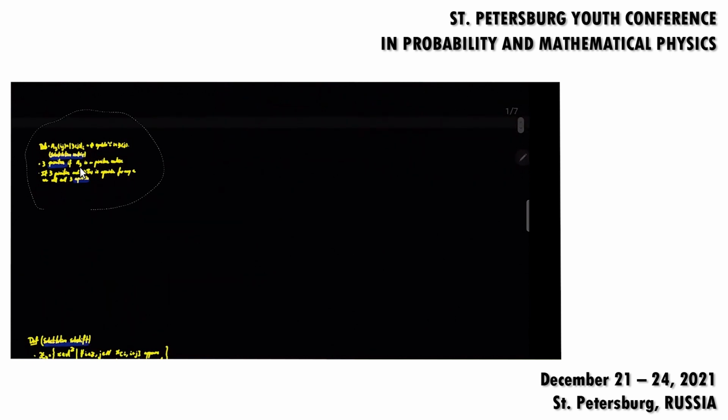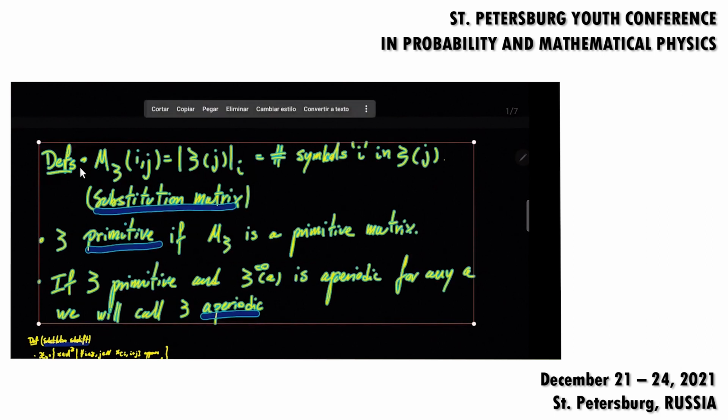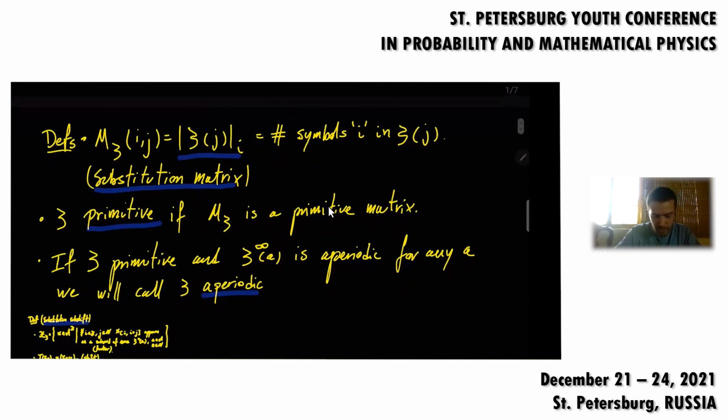The first notion is going to be the substitution matrix, which I will denote by M theta. The ij component of this matrix is just going to be the number of symbols i that I find in the image of the letter j. So it's a matrix with non-negative integer entries. And we are going to say that the substitution theta is primitive when this substitution matrix is a primitive matrix, in the sense that there exists some power of the matrix such that all entries are strictly positive.